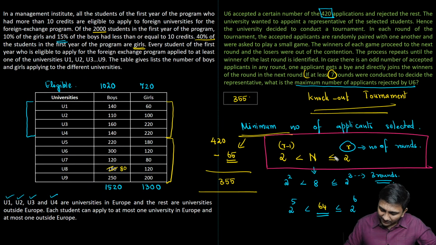So if 7 rounds were conducted, what is the minimum number of people that should be there for which 7 rounds will be necessary? Based on this expression, let's see what the maximum is for 6 rounds. For 6 rounds, the maximum is 64. So if 7 rounds were necessary, they should have had one more than 64, because with 64, I can still deal with just 6 rounds. So 7 rounds being necessary means there have to be at least 65 people. So at least 65 should have been selected. You can subtract that from 420, that will give you 355.